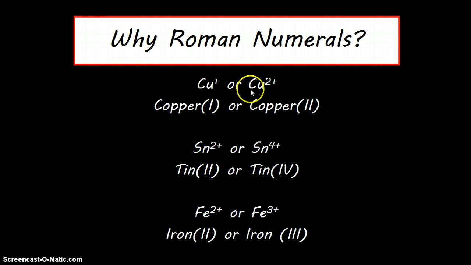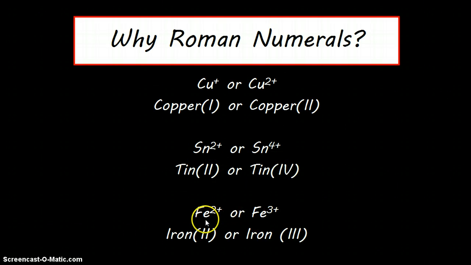For example, Cu+ or Cu2+ are both possibilities for the copper ion. If we notice copper with a +1, the way we will write it will be copper 1. If it has a +2 charge, it'll be copper 2. Very simple. The Roman numeral is the charge value. Okay, so for example, if we used Sn2+ or Sn4+, the 2+ is just tin 2. The 4+ is tin 4.